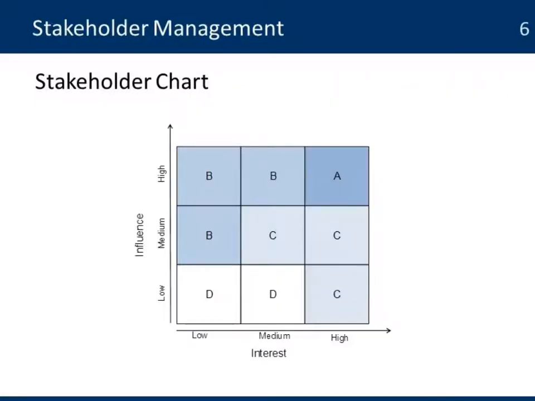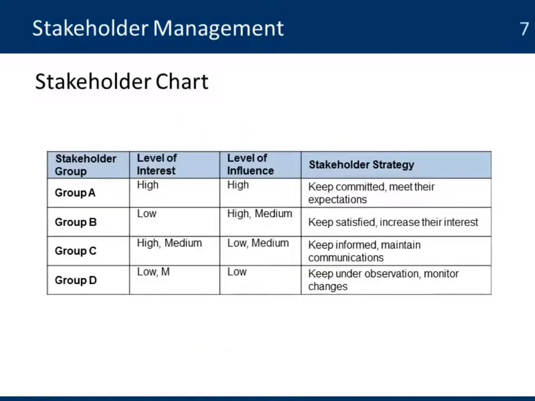One of the tools that we use to identify that is called the stakeholder chart. Here we can see a chart where we have interest from low, medium to high, and then influence from low, medium to high. What it does is identify different groups of stakeholders, and each one of these groups has a different strategy for how you build that relationship. So for group A, the group that has a high level of interest and a high level of influence, the strategy for managing the relationship is keeping them committed and meeting their expectations.